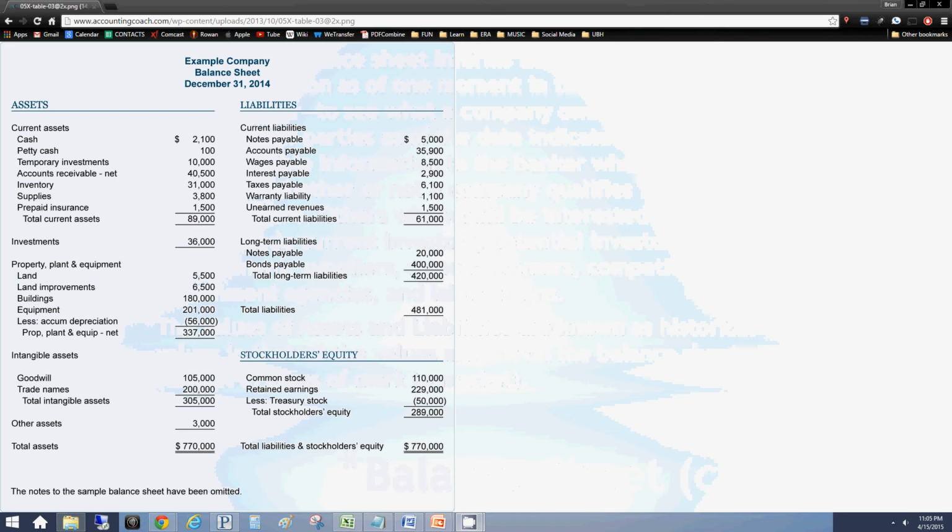And here's an example of a balance sheet. You have the assets and your liabilities, and we're going to go over what each one is. As you can see, in the end, total assets equals liabilities plus shareholders' equity. In this figure, it's $770,000, and over here it's $770,000.